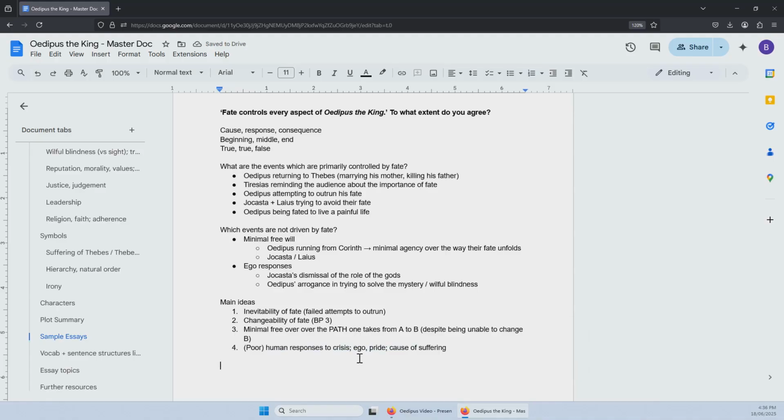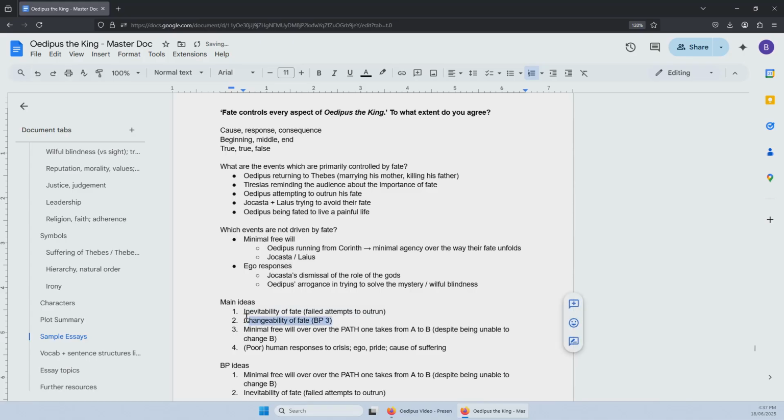So our 3 body paragraph ideas could maybe be, so I think we'll put this one as the third one. Inevitability of fate is a good one to put at the start, but we do have this argument about how there's minimal free will over the path that one takes. So we can maybe make this our first argument. So we'll make this body paragraph 1, and then we'll put the inevitability of fate second, and then we'll talk about the changeability of fortune third.